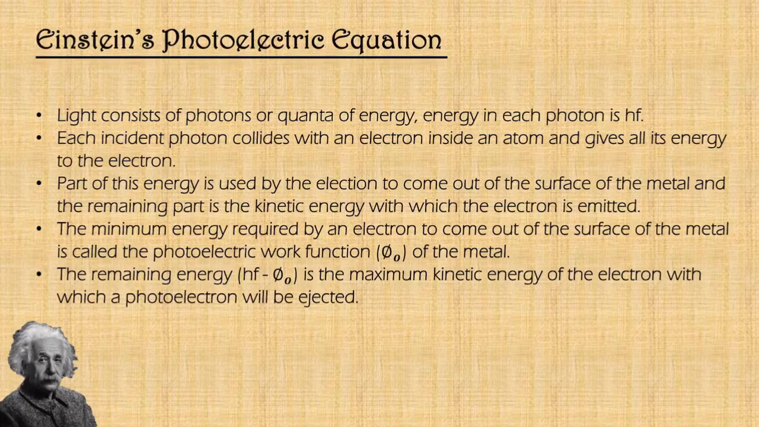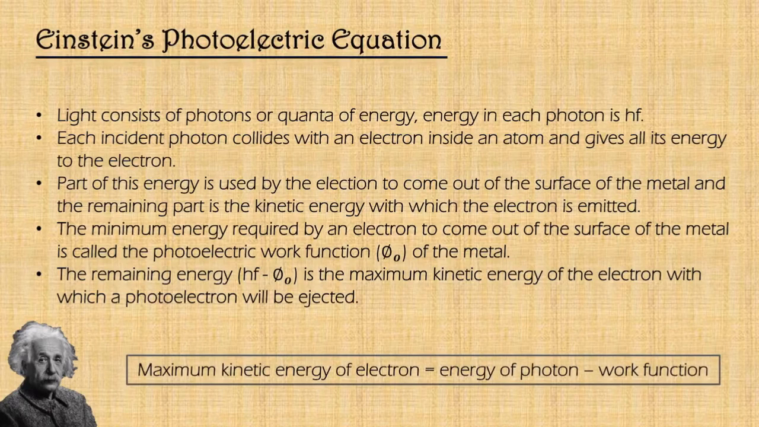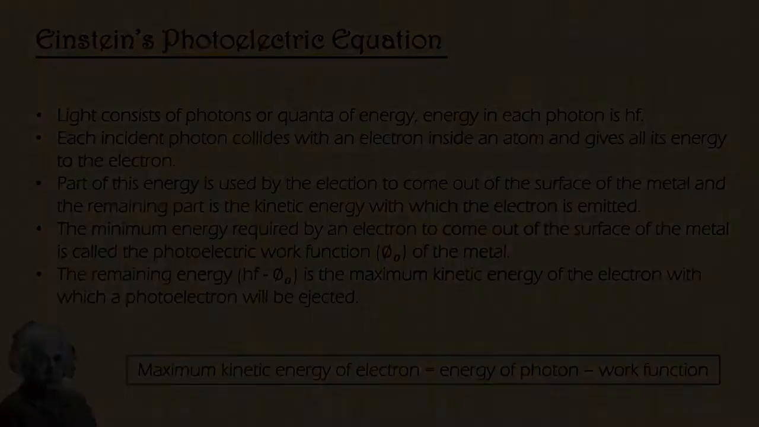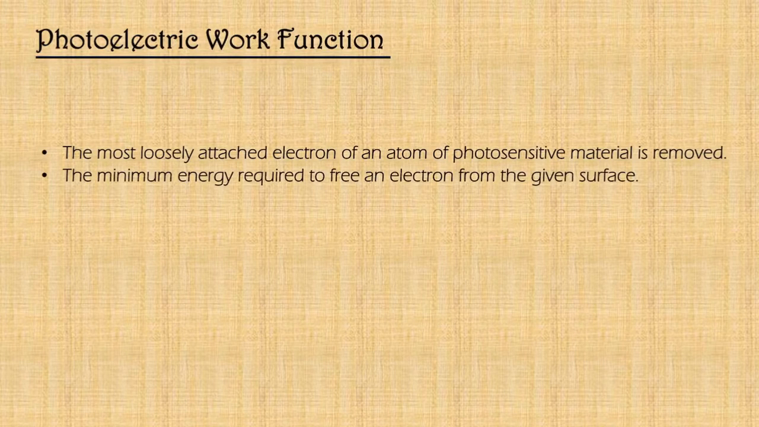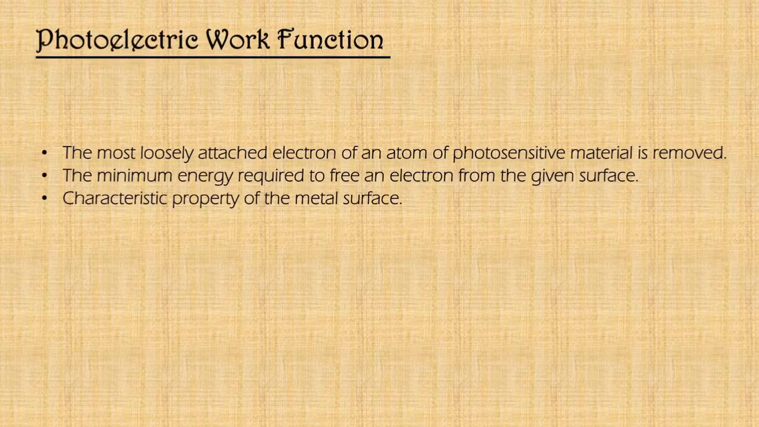Thus, maximum kinetic energy of electron equals the energy of the photon minus the work function. In the photoelectric effect, the most loosely attached electron of an atom of photosensitive material is removed. The minimum energy required to free an electron from the given surface is called the photoelectric work function of the material of the surface.